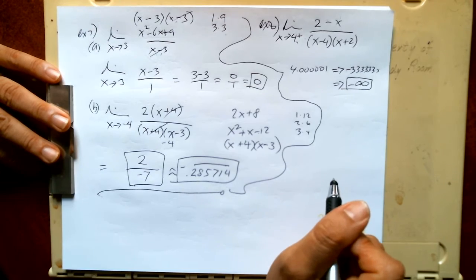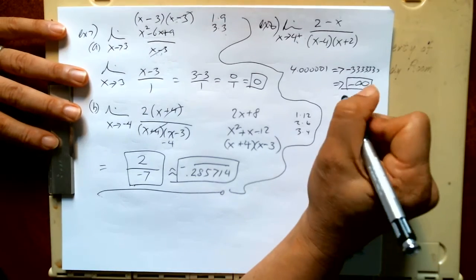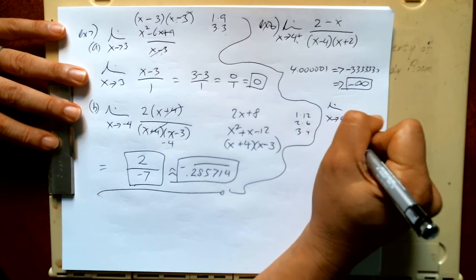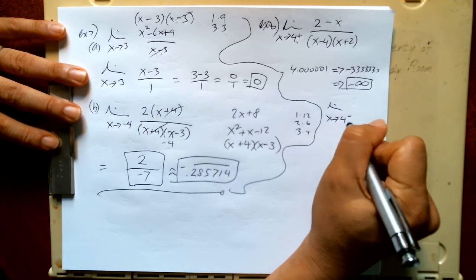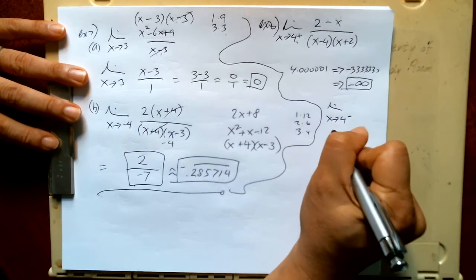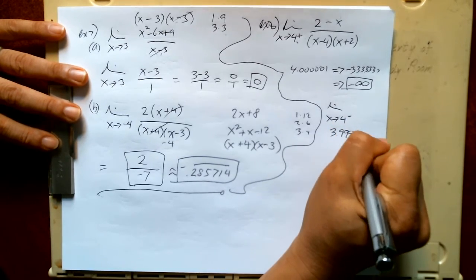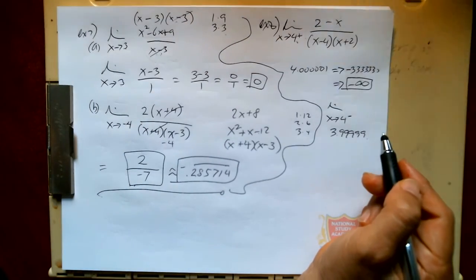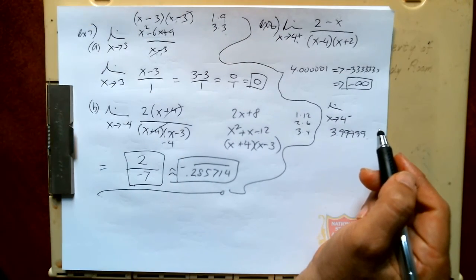I want you to do part B and part C on your own. Part B says the limit as x approaches 4 from the negative side. What number are you going to put in for 4 from the negative? It's going to be like 3.99999. And then see what happens, okay? And then part C, you should be able to see what's going on from both sides.